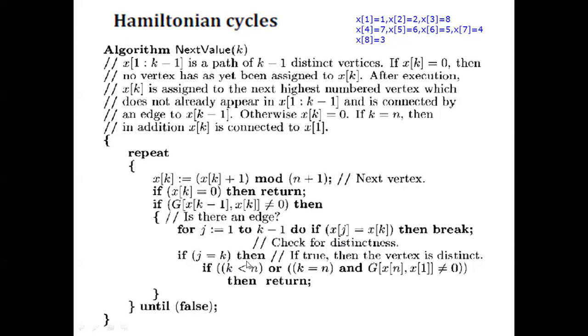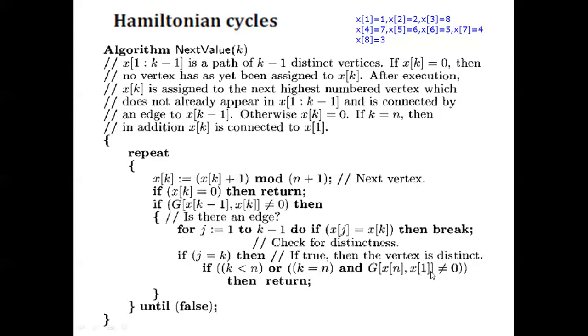J equal to k means it is distinct. Then see here, k value is less than n. Why? K value initially will be 1, then 2, 3, 4, up to 8 we have to calculate. That is why n value is 8. Or k is equal to n. Why k equal to n? If you reach n, what is the meaning? We calculated everything, then we can come out. And see here, what is the meaning of this one? G of x of n comma 1. X of n is which one? X of n is the last vertex.